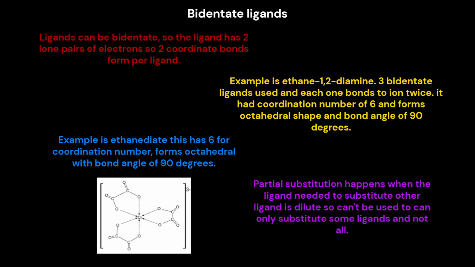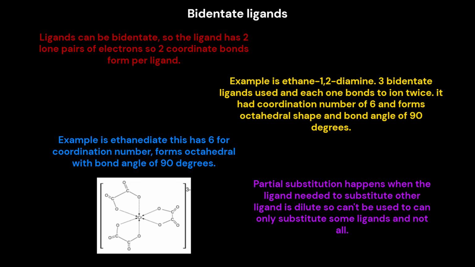Bidentate ligands. Ligands can be bidentate, so the ligand has 2 lone pairs of electrons, so 2 coordinate bonds form per ligand. An example is ethane-1,2-diamine. 3 bidentate ligands are used, and each one bonds to the ion twice. It has a coordination number of 6 and forms an octahedral shape with a bond angle of 90 degrees. Another example is ethanedioate. This has a coordination number of 6 and forms an octahedral shape with a bond angle of 90 degrees.